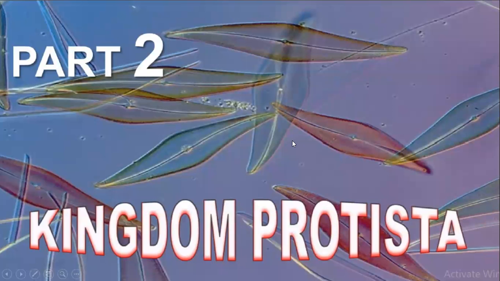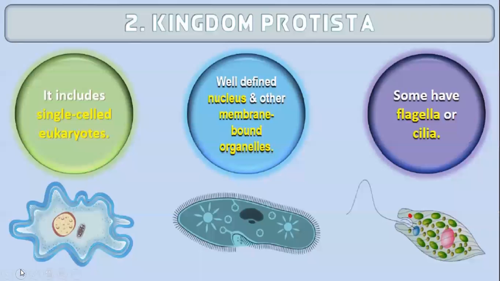Today's lecture starts with this slide, part 2 of the chapter, Kingdom Protista. We'll study about Kingdom Protista. So kingdom Protista is the second kingdom. It includes single-celled eukaryotes.